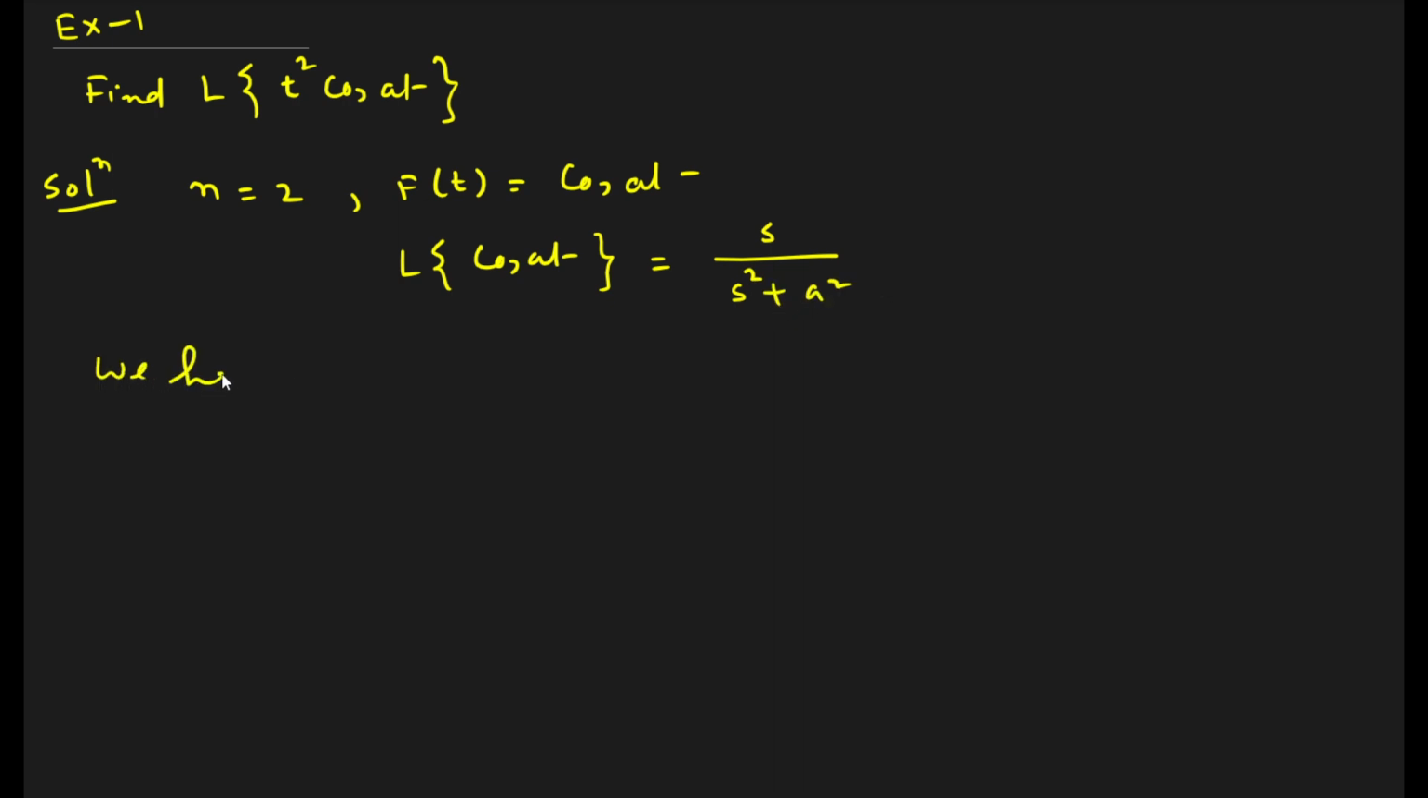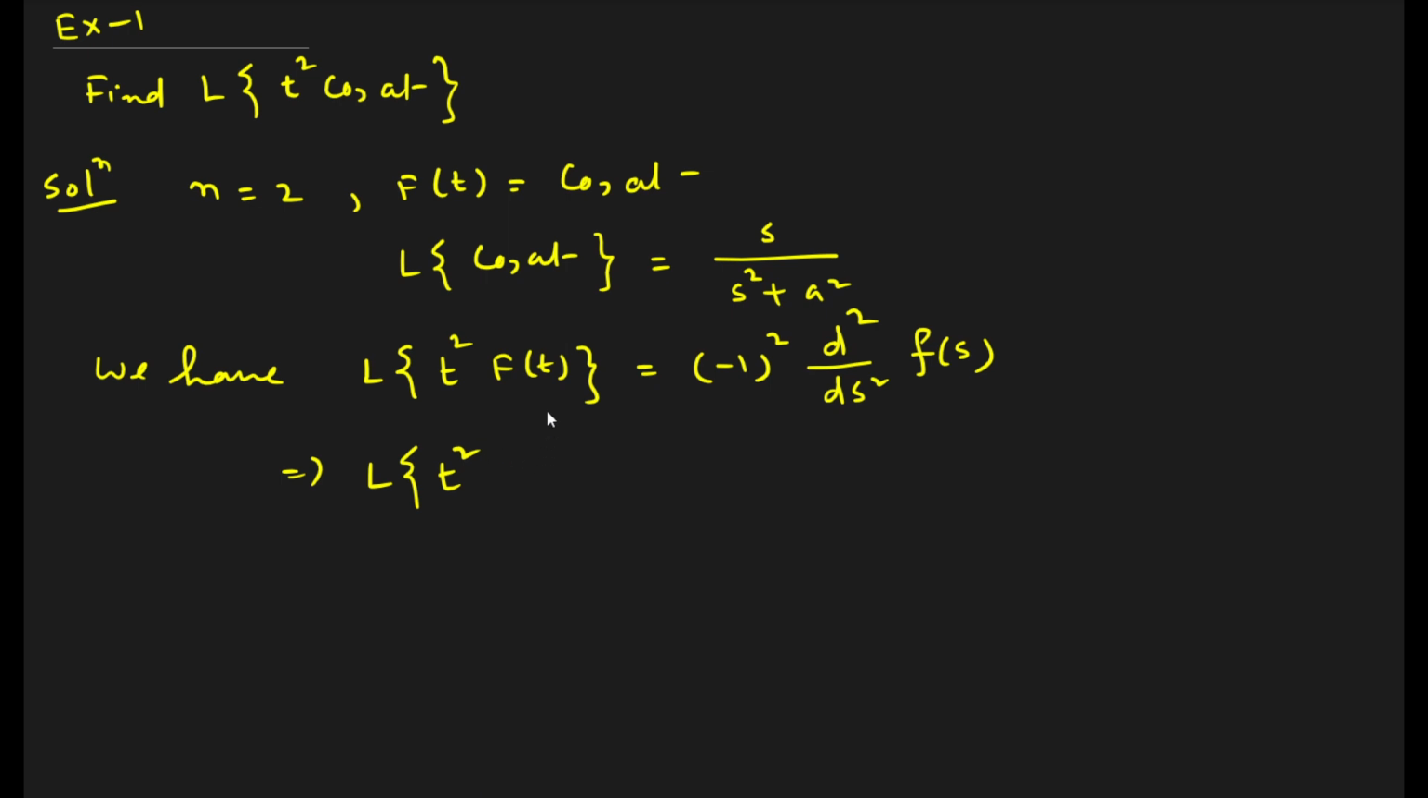Okay, then we have Laplace transformation of t square. f of t is equals to minus 1 to the power 2 d square by ds square F of s. So this implies Laplace transformation of t square, where our f of t here is cos at, then minus 1 to the power 2 is 1, then d square by ds square f of s. So this is our f of s. So it's s divided by what? S square plus a square.